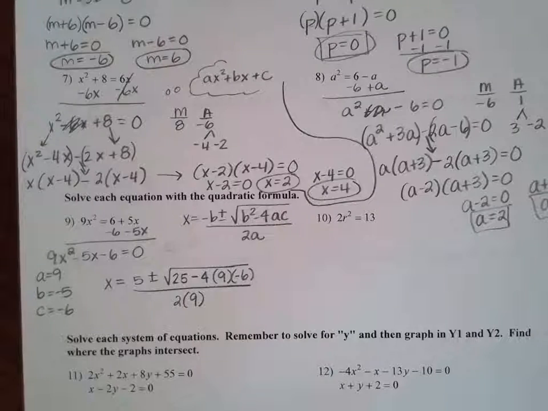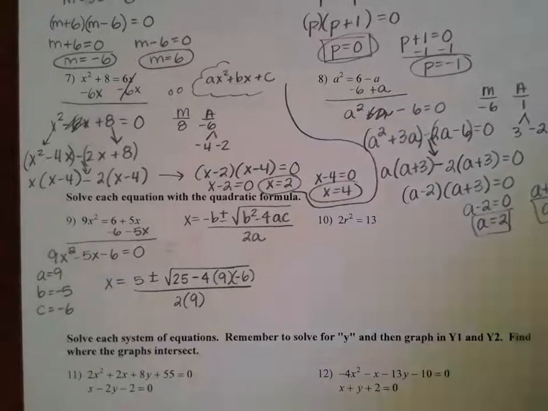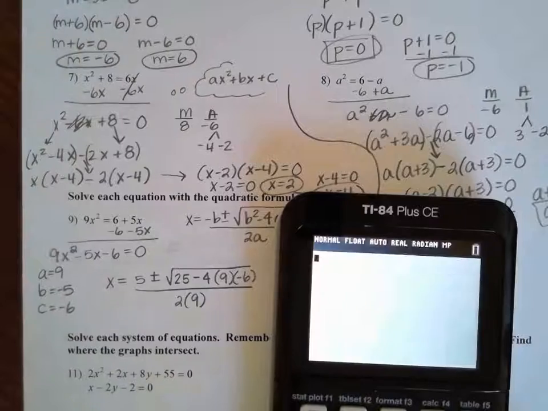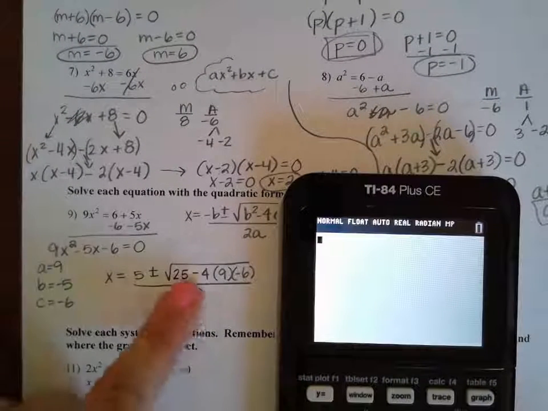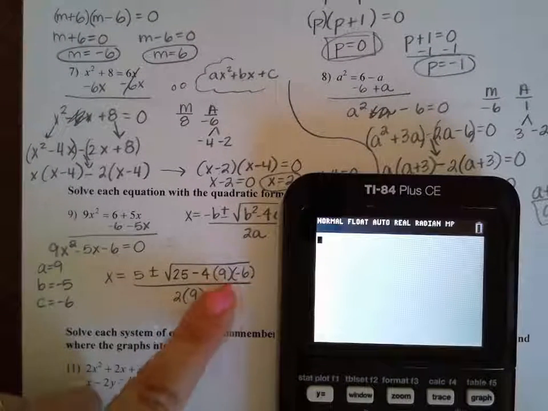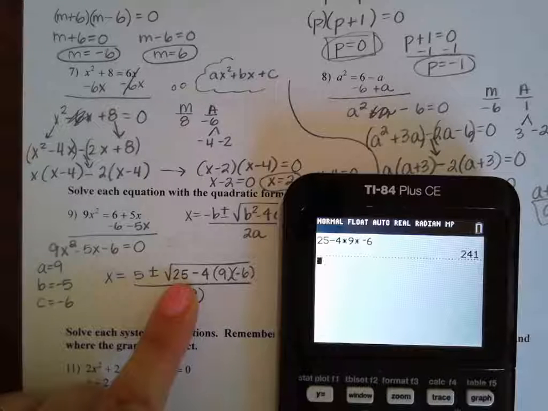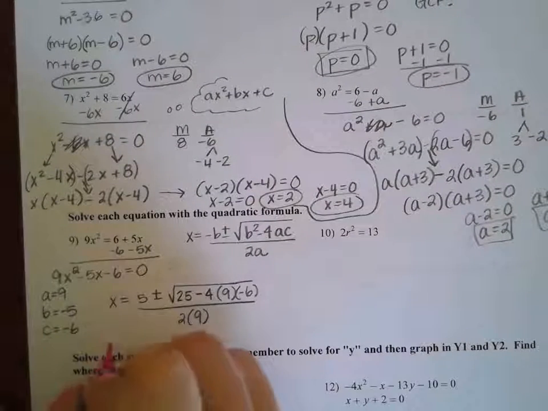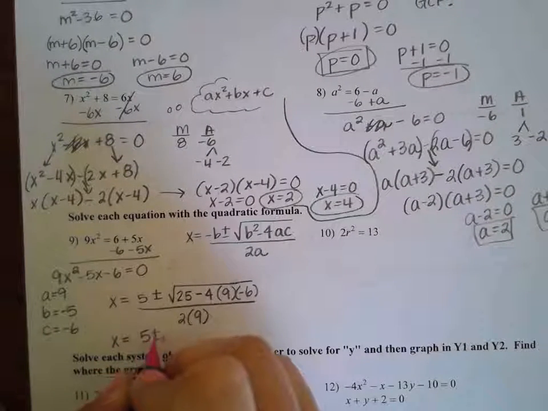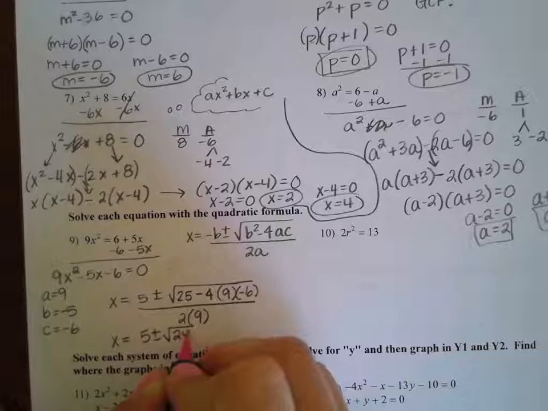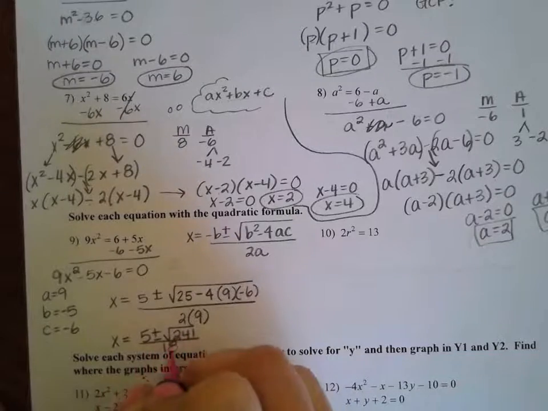Okay, so let's simplify things a little bit. I gotta grab my calculator for this. So I'm gonna figure this number out under here. That's called the discriminant underneath here. So 25 minus 4 times 9 times negative 6. What is that? 241. All right, so this will be x equals 5 plus or minus the square root of 241 all over 18.